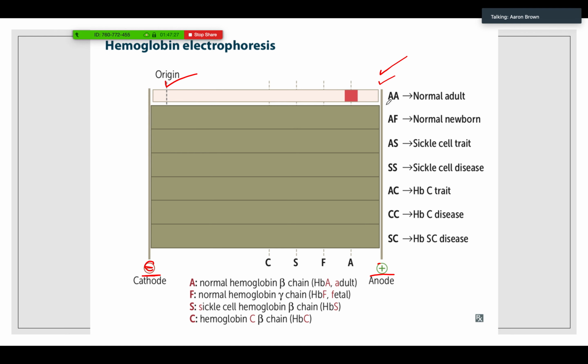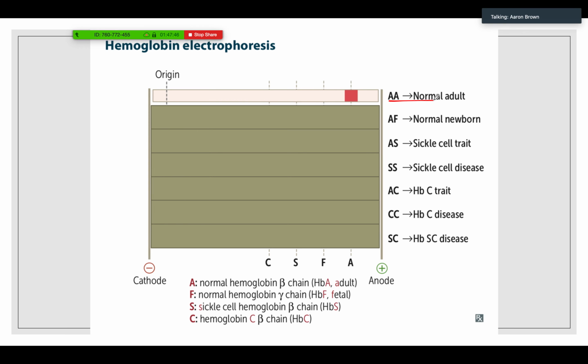So you can see for our normal adult hemoglobin, it goes pretty far, right? It started all the way here at the origin. There's a negative charge over here. It moved away from the negative charge and it almost made it all the way to the positive charge. Not quite, but it got pretty close. Okay, so that's our normal adult hemoglobin.